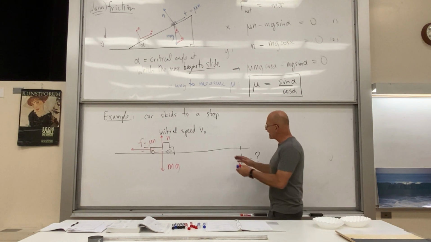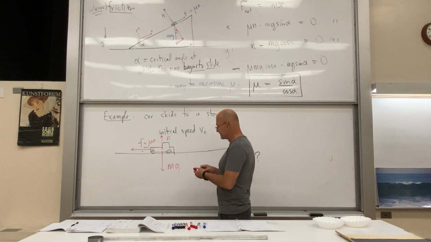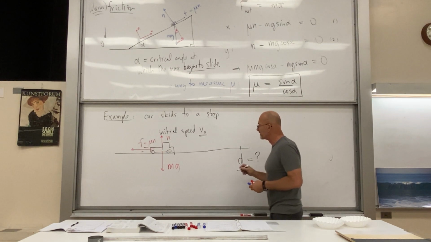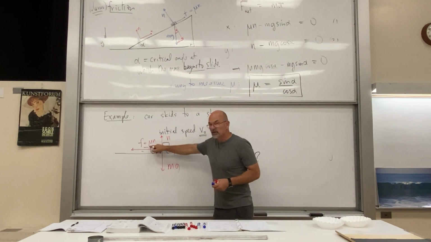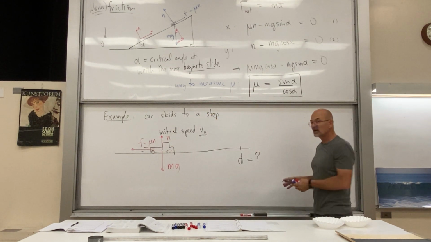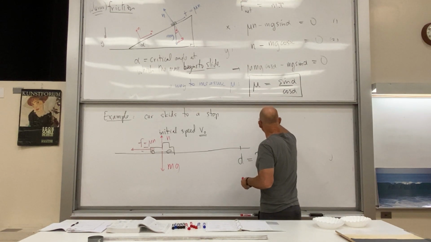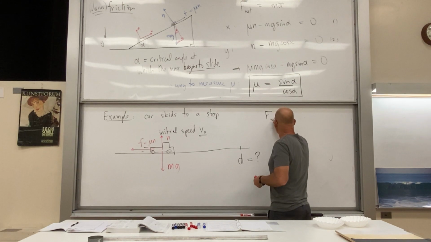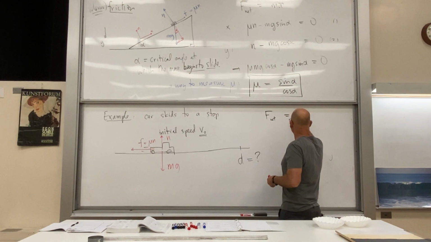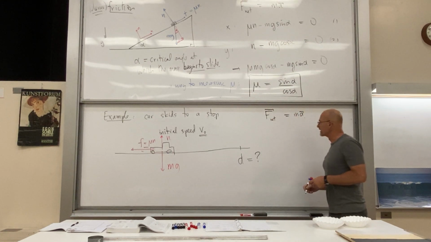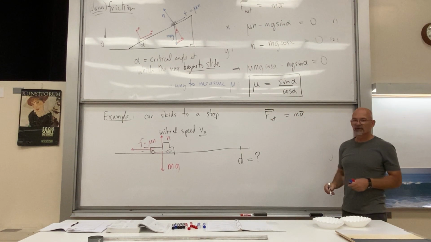And what we want to find out is, given this initial speed v0, frictional coefficient mu, how far does it go? How long does it take to come to a stop? So just to follow my own rules, I'm going to write F net equals ma. Okay. Now the question is, is there acceleration this time?